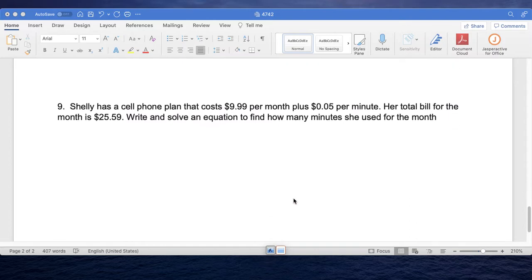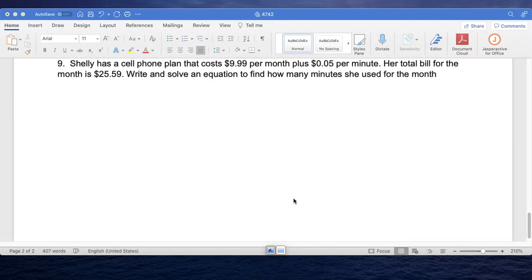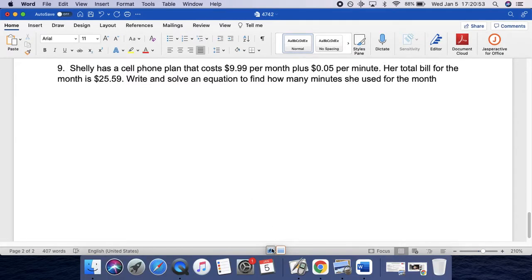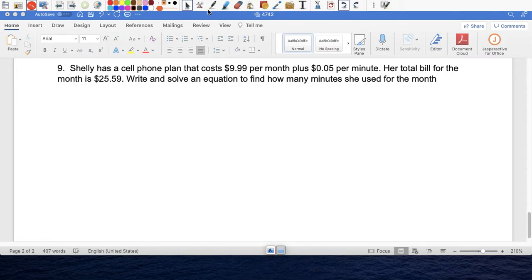Okay. Cell phone plan. Back in the days where they actually had something like this, they charge you a flat fee, something that you paid no matter what, and then they charge you by minute. So in this case, her cell phone charges $9.99 per month, no matter what. Whether you use the phone, make a phone call, or don't, you have to pay $9.99. Now, on top of it, you have to pay 5 cents per minute. Sorry, forget text, it's just phone calls.